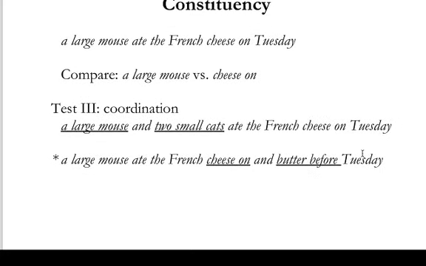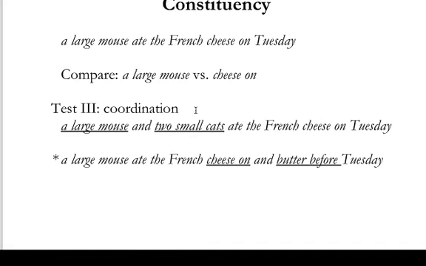Here's a third diagnostic test in English. This is the coordination test, which is a little bit tricky, but the examples I'll give here are pretty straightforward. And again, we're going to go back to our original constituents, a large mouse versus non-constituent cheese on. Here's the point here. You can coordinate the constituents. You can put and in between them. And you can take the constituent, put and after it, and then put an identical sequence of categories. So determiner, adjective, noun. And this preserves the grammaticality of the original sentence.